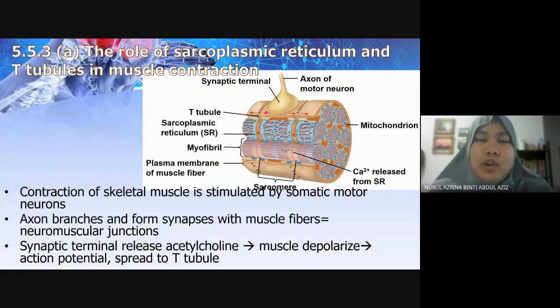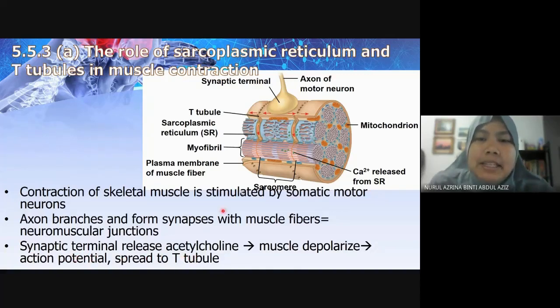So ingat kalau keluar soalan sebut pasal neuromuscular junction, jangan terkejut pula. Ingat neuromuscular junction ialah the synapse ataupun the junction between the neuron, which is the motor neuron, and also the muscle fiber. Okay. Synaptic terminal release acetylcholine, cause the muscle to depolarize, okay, forming action potential or producing action potential. So the action potential spread to the T-tubule.